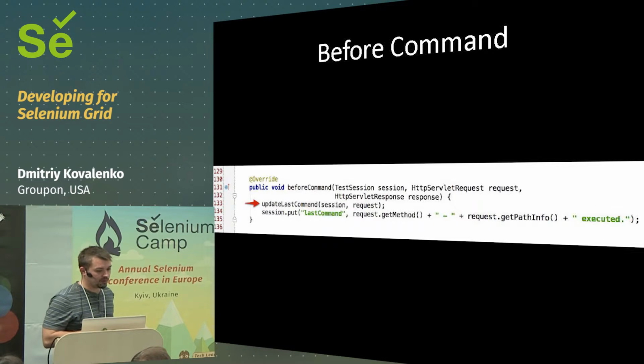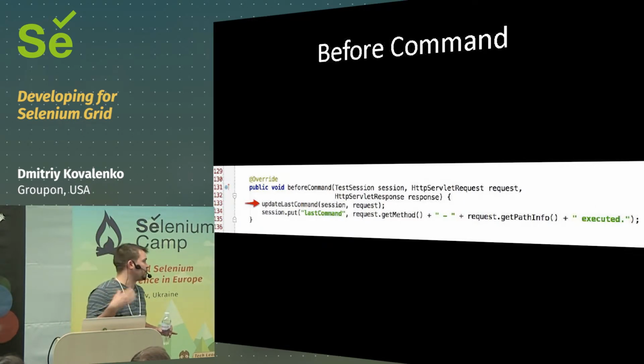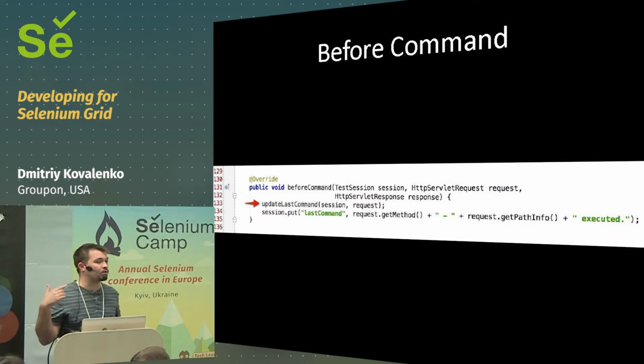We can do some fun things with before and after commands. So every time a click command is forwarded, we can do some fun things on the hub, and pass that information to the node or somewhere else. Maybe before each command like click or before a quit command, maybe you want to update something on Jenkins or somewhere else. Well, this is a place to do it by overriding the before command or after one.